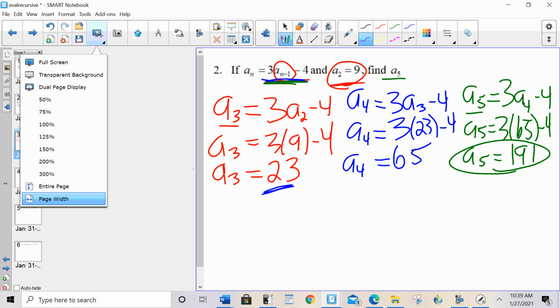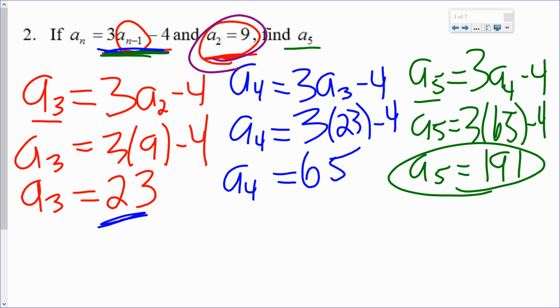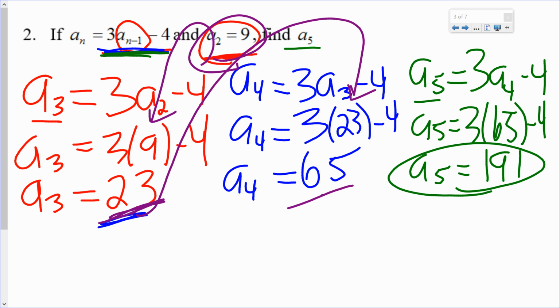So again, what am I doing? I am taking the term they gave me, and I am substituting that in to find the next term. Once I have that 23, I substitute that in to find the next term, and then I take that answer, and I keep on substituting it in to find the next term. You'll see recursive sequences a lot within computer programming, where whatever you input leads to the next thing, which leads to the next thing, which leads to the next thing. You'll see that in video games and different types of computer programming.